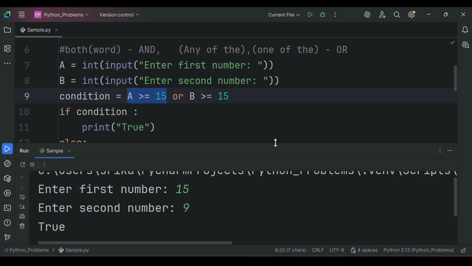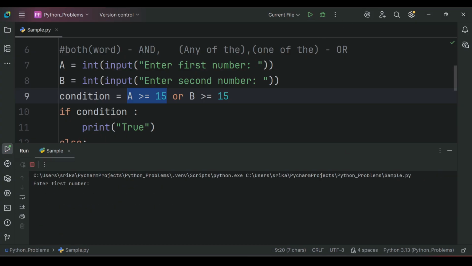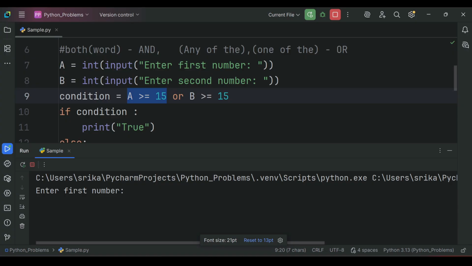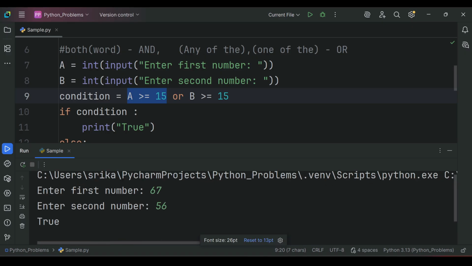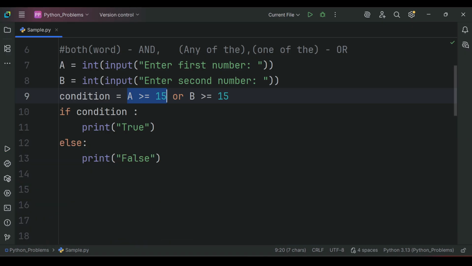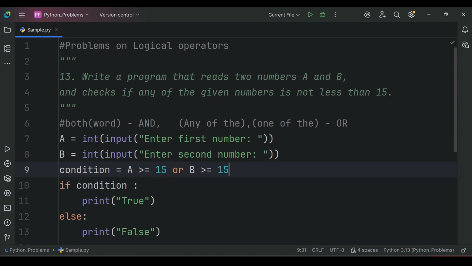Okay, I hope you understand. Next, more than 15 also you'll see. One number is 67 and another number is 56. See here, the output should be print true. Okay, I hope you understand this problem, friends. Okay, next let's dive into the next problem.